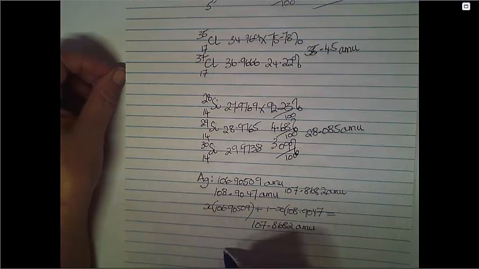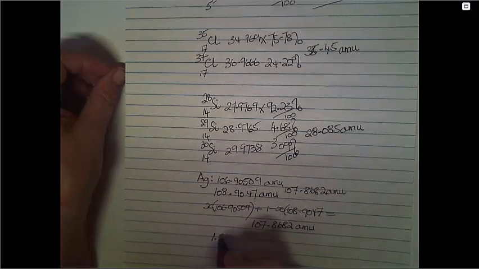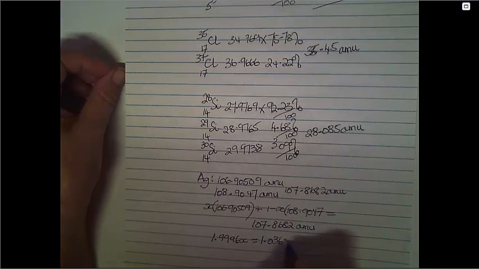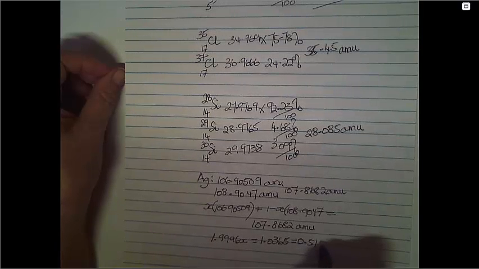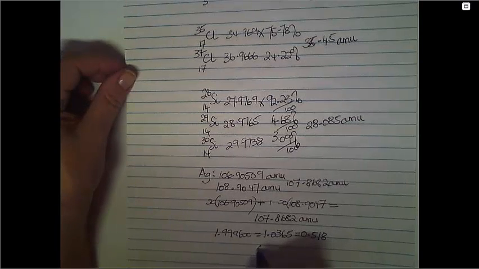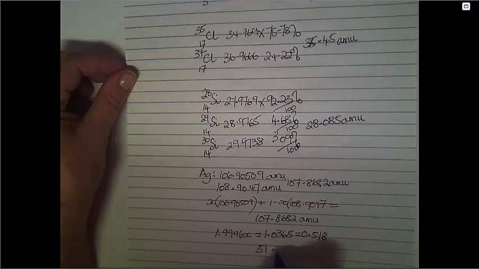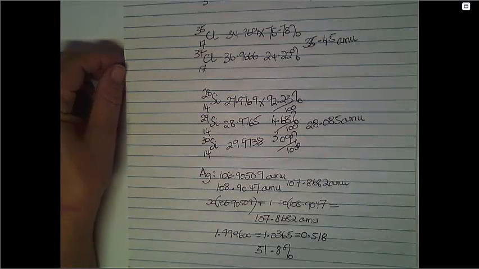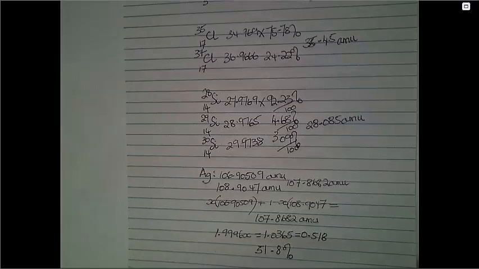You should get a value here of 1.9996 X equals 1.0365, which is equal to 0.518. Multiply by 100 and you get the percentage abundance of the lightest isotope is 51.8%. Now, just to finish this whole thing off, I have set a quiz.